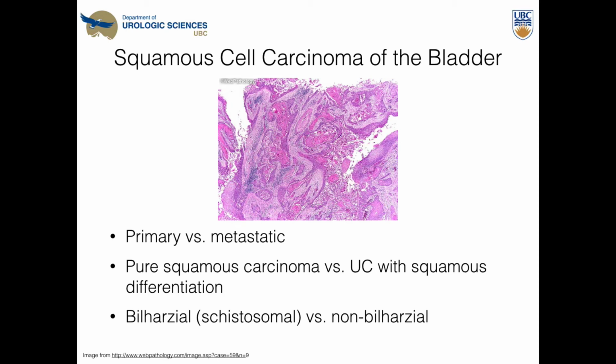Bilharzia or schistosomiasis is a parasitic infection endemic to many areas of the world, Africa and Southeast Asia. The parasite part of the reproductive cycle involves invasion of the bladder, which can lead to chronic inflammation. And in areas with endemic schistosomiasis, squamous cell cancer is extremely common. And the disease behaves a little bit differently, but overall we sort of manage it the same way, and we'll talk about that going forward here.